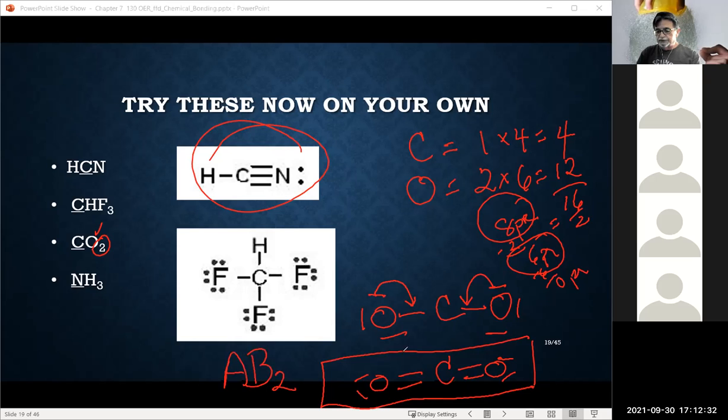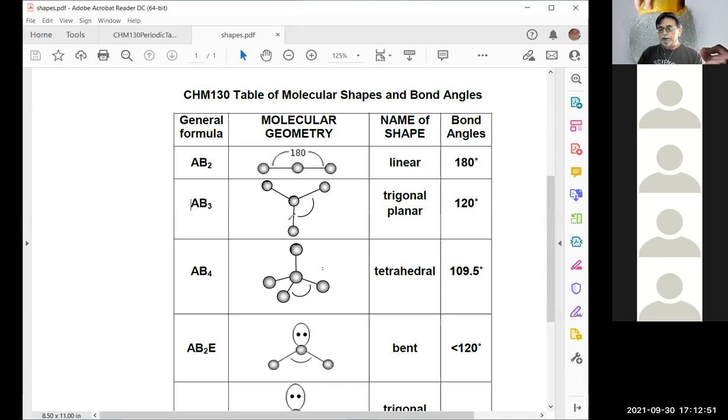There's 8 valence electrons around each oxygen, and there are 8 valence electrons around the carbon. So everybody's happy. I got 8 pair. I didn't lose anything along the way. My general formula is AB2. And with that, I take it to the shapes table. And I get AB2, which is very similar to the HCN formula.